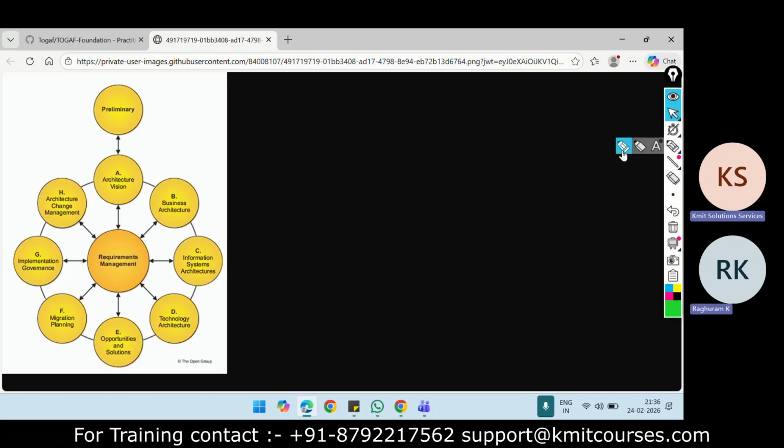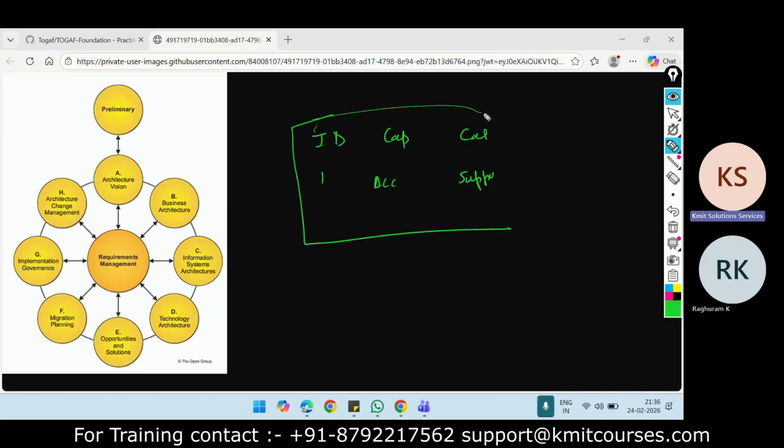So you can create a table where you can say ID, business capability, and then category. And then you can represent the ID as 1 or BC01. Then it is representing accounting, and accounting is under the support category. So this is my catalog of business capability. All right, good.